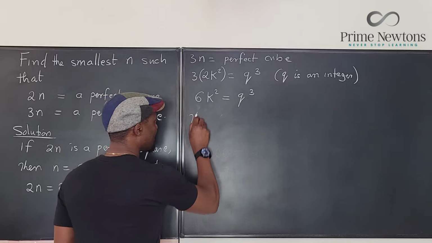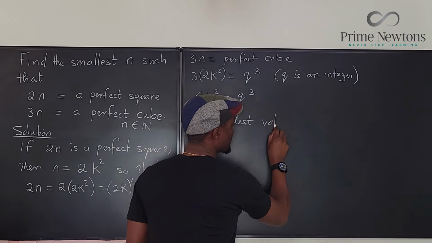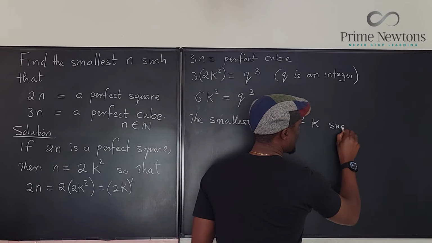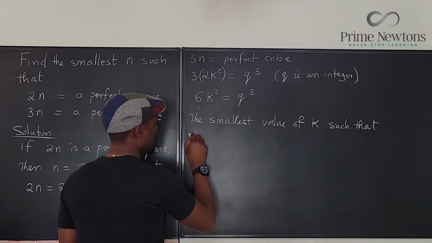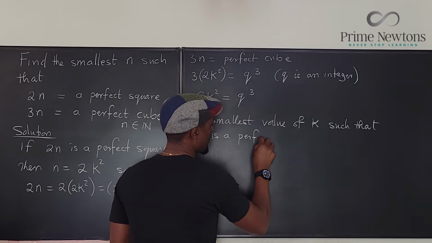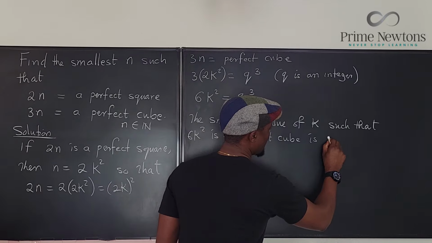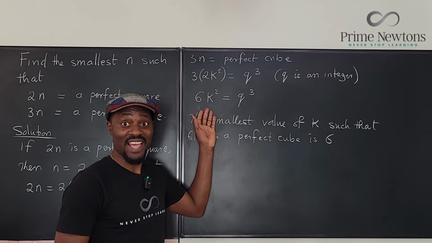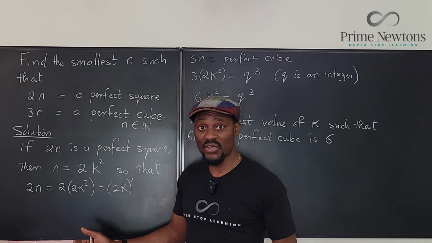So, the smallest value of k such that 6k squared is a perfect cube is 6. So our k is 6. And once you've identified k as 6, then we're done with the problem, because you just go here and plug it in and you get your answer.